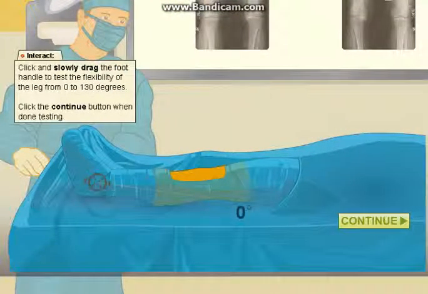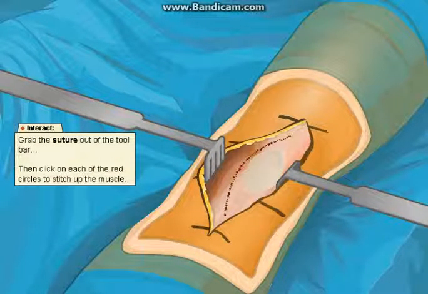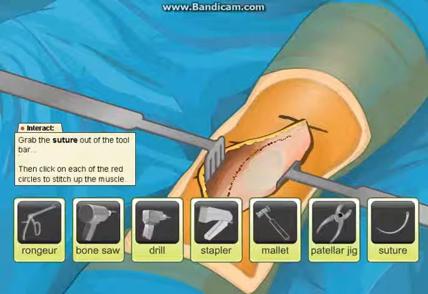We perform our range of motion test. Our patient's new knee is looking good. Let's close up the incision. First, suture the deep tissue and fat layers back together.